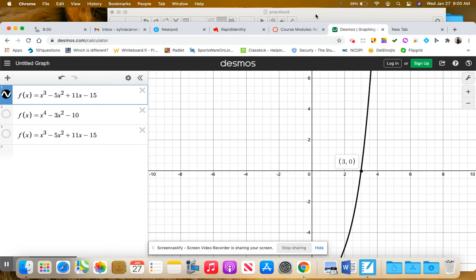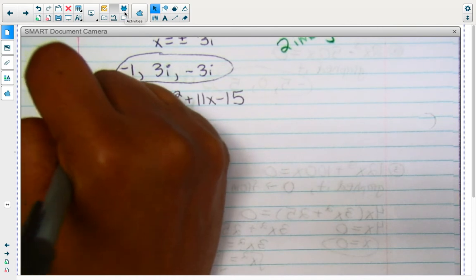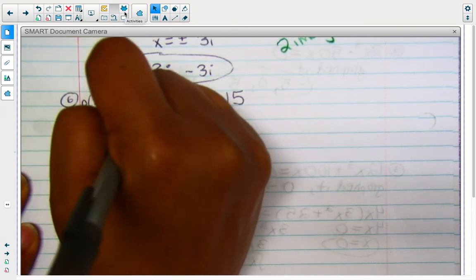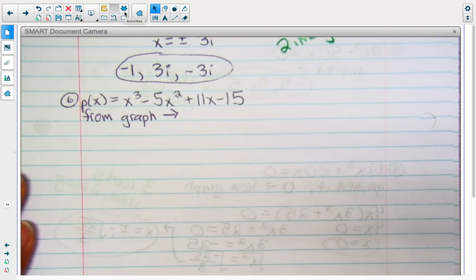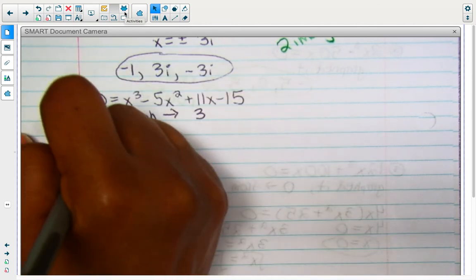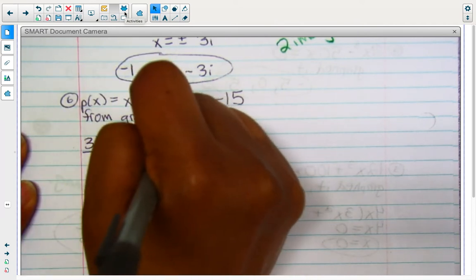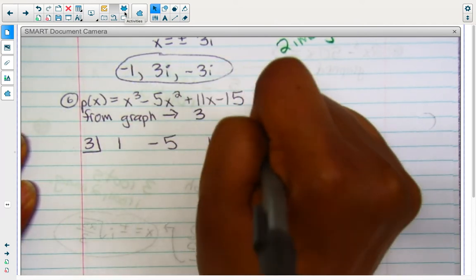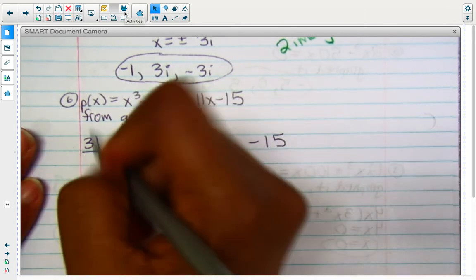So we're going to use this and we're going to do synthetic division. Let's make ourselves a note that from the graph we got +3 as a solution. So that means when I work this out with synthetic division, I should get 0 as my remainder. So 3 is going to go in the box. We're going to line up our coefficients: 1, -5, 11, -15. I don't need any placeholders. It goes 3, 2, 1, constant, so we're in business.